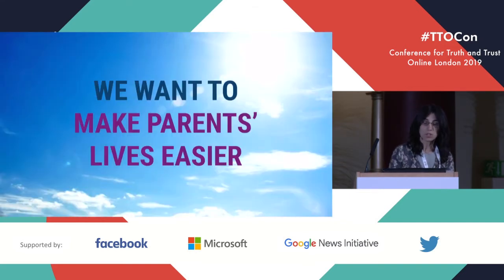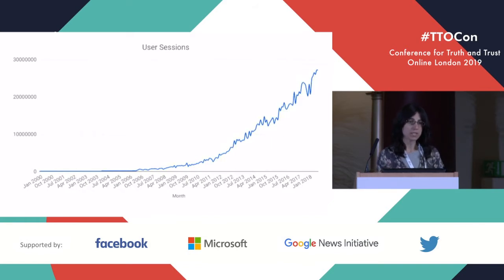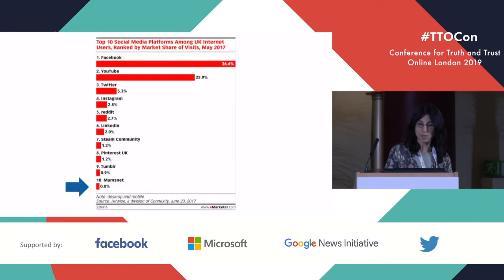So before I get started, a little bit about Mumsnet. Our motto is that we want to make parents' lives easier, and our site is set up to try and do that. We're probably among the oldest of the social networks. We're coming up for our 20th birthday this coming year. And as you can see, we had a bit of a slow start, but since about 2009, we've had a pretty steady growth in traffic. And as of 2017, we were listed as the 10th largest social network in the UK.